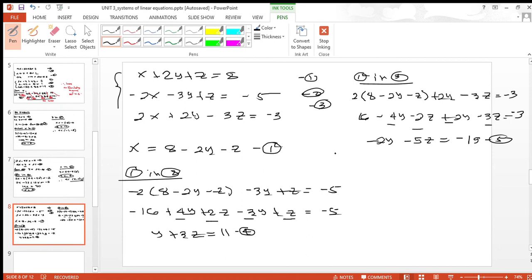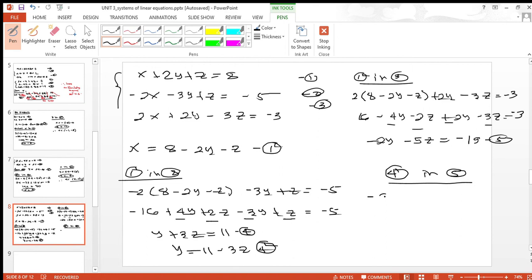So what happened now? We have reduced the system from 3 unknowns. We now have 2 unknowns. So the resulting system, you can again use substitution if you like. So let's say from 4, we have y is 11 minus 3z. We can call this 4 prime. So what you will now do is substitute 4 prime in 5, resulting in an equation involving one variable only.